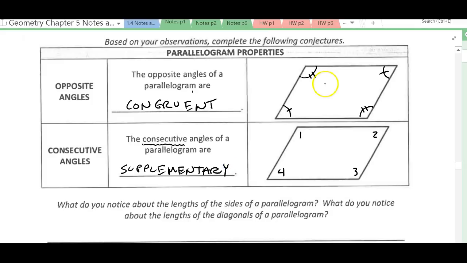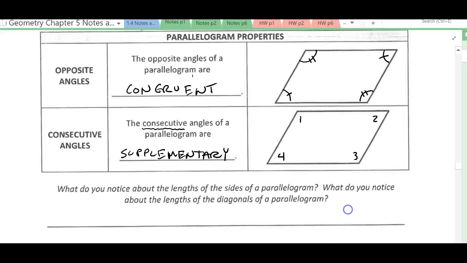Alright, so we've got that the opposite angles are congruent, the consecutive angles are supplementary. Again, look at the size of the angles that are consecutive, or we might say adjacent, and see that one is obtuse and one is acute, and therefore they can't be congruent, but they can be supplementary.